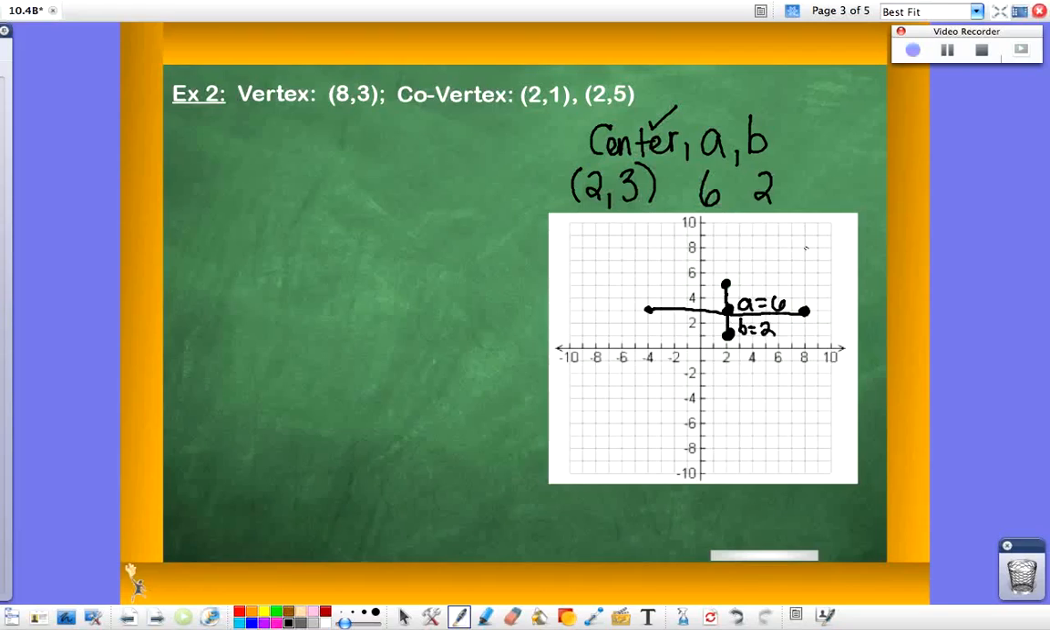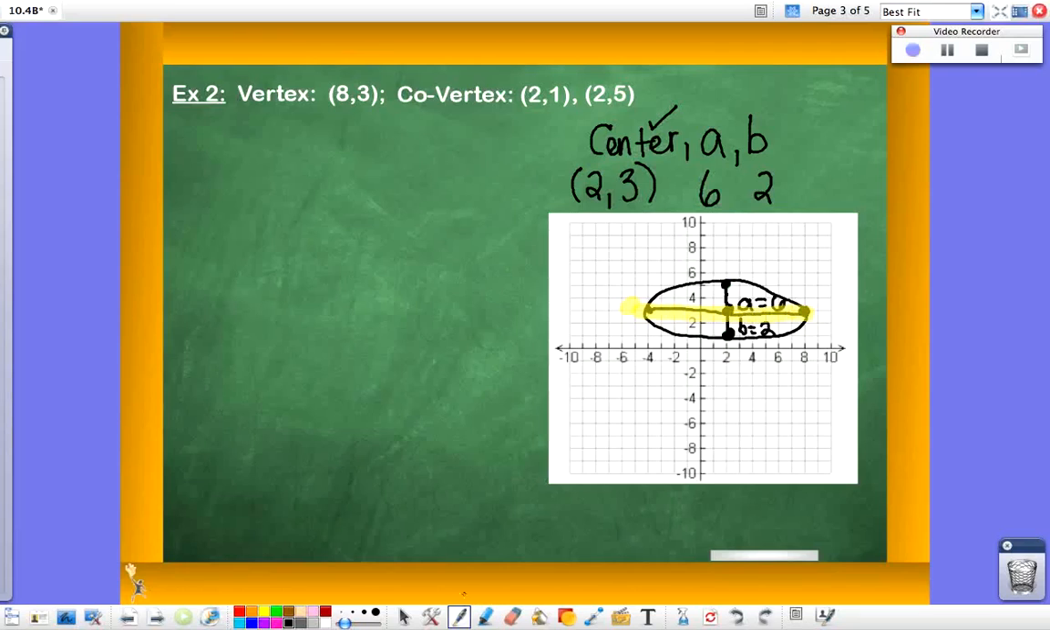Lastly, we need to determine, is this a horizontal or vertical ellipse? I can draw it in kind of to see it a little bit better, although you should have been able to identify it with that major axis. And you should see that this is a wider ellipse, meaning that it is going to have a horizontal major axis, as we can see demonstrated in the picture here.